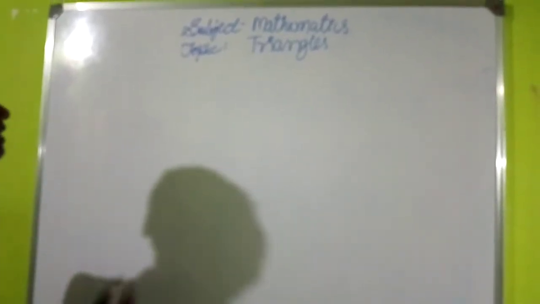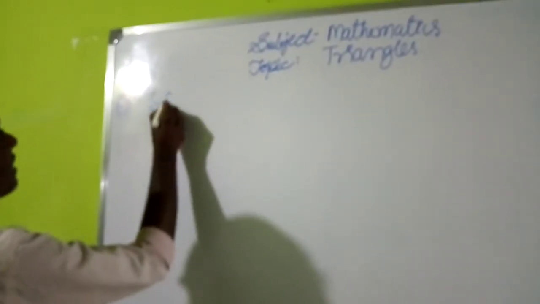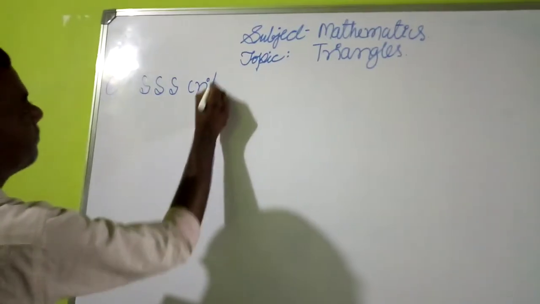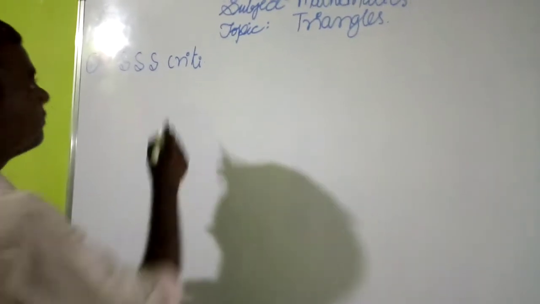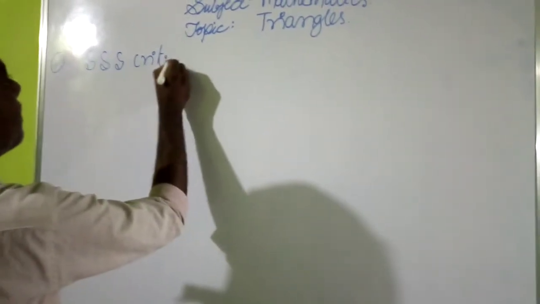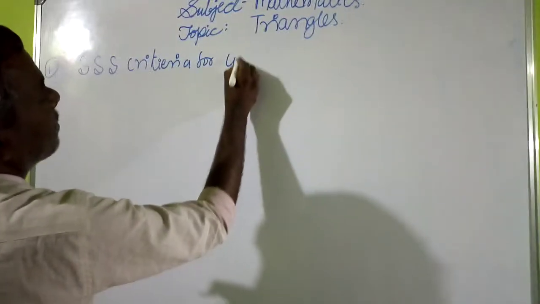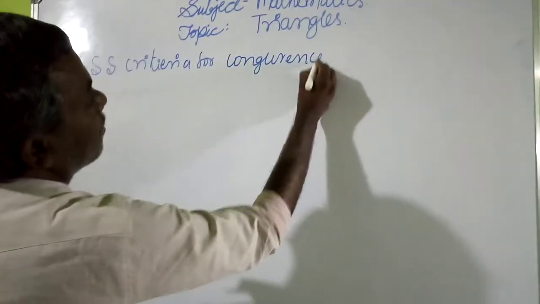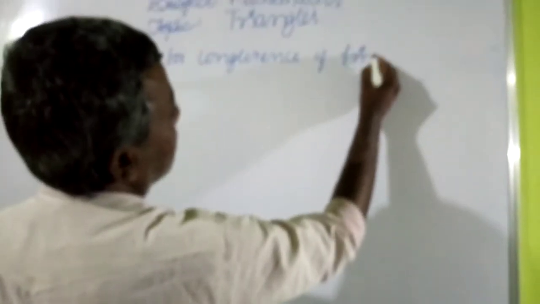So the first one in today's class is the SSS criteria for congruence of triangles.